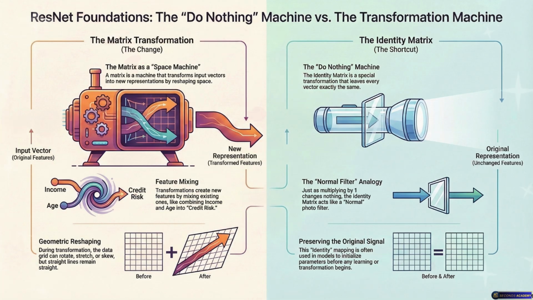Suddenly, engineers could train networks with hundreds of layers instead of just a dozen. It revolutionized computer vision. It is a profound engineering lesson. Before you start warping and twisting data, you must ensure your system has a stable baseline. The identity matrix provides that do no harm baseline.